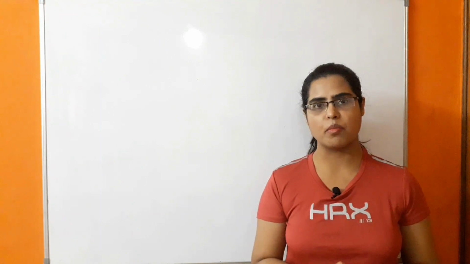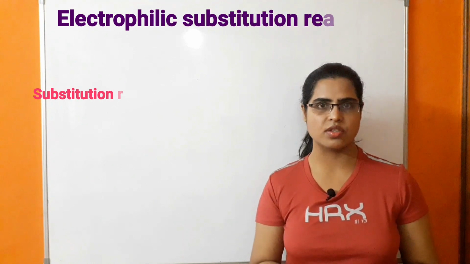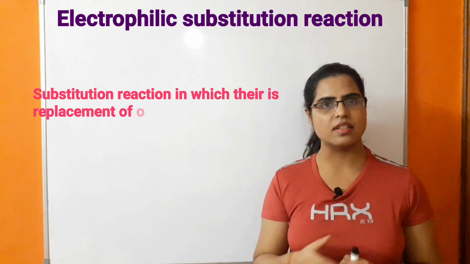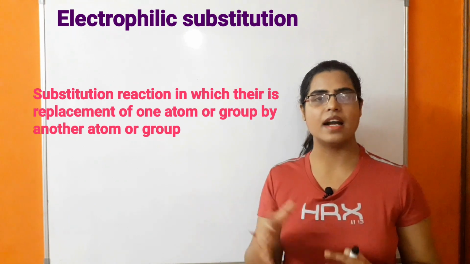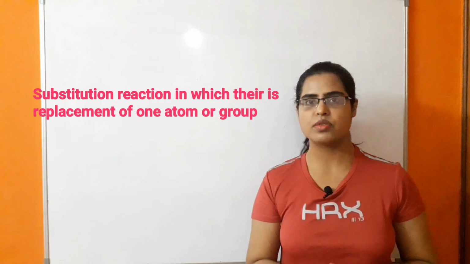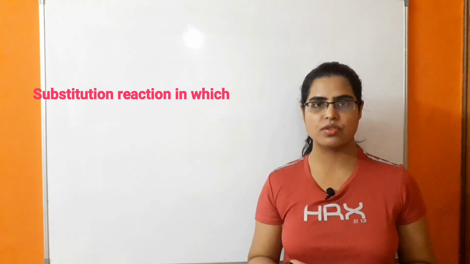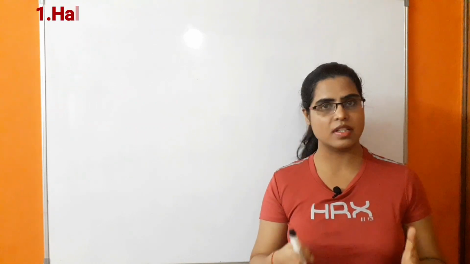So the first chemical property which we are going to study in arenes is the substitution reaction. In a substitution reaction there is a replacement of one atom or group of atoms by another atom or group of atoms. The first substitution reaction we will study in arenes is halogenation.